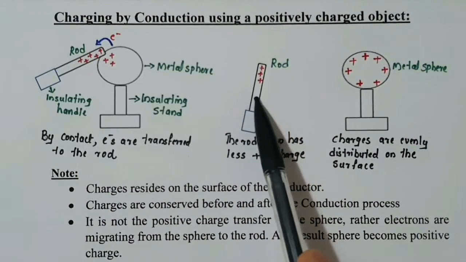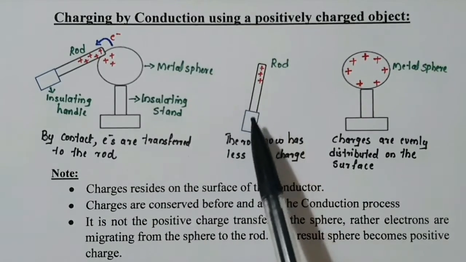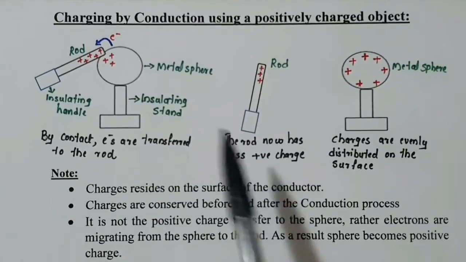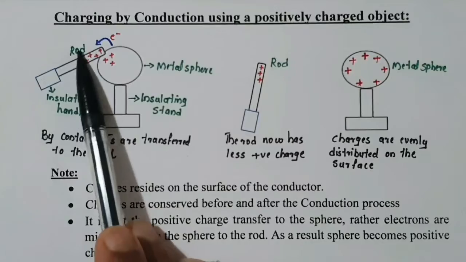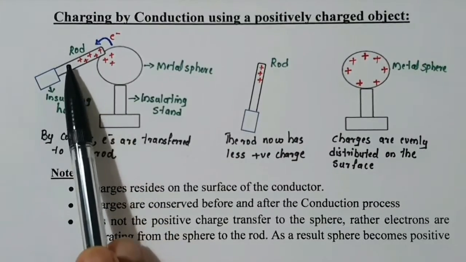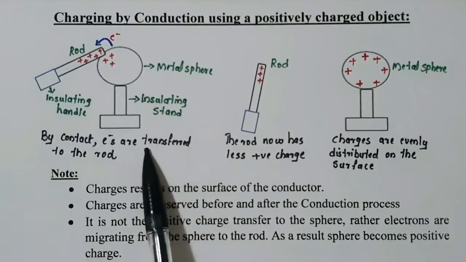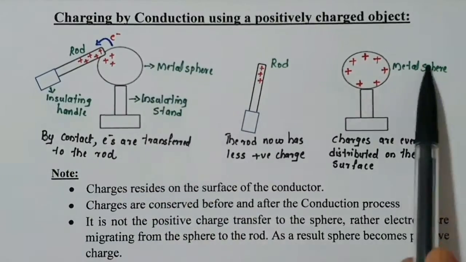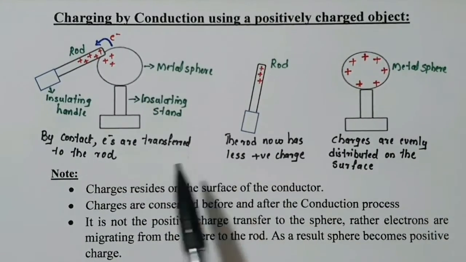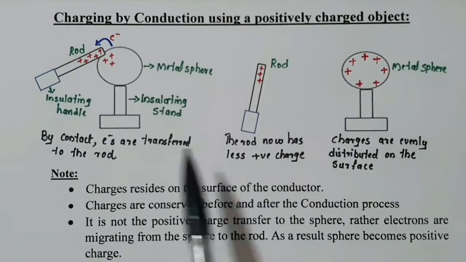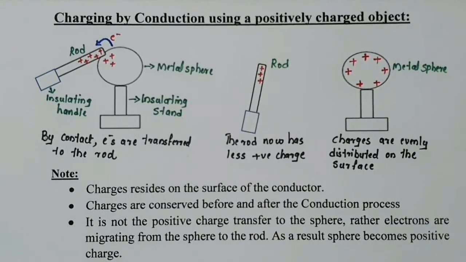This rod still has a positive charge, but it now has a less positive charge than it had before the charging process, because only a certain amount of charge is transferred between the rod and the sphere, and the charges are conserved before and after the conduction process. So this is the way we can charge a neutral object using the conduction method.